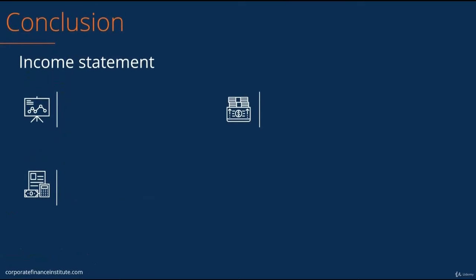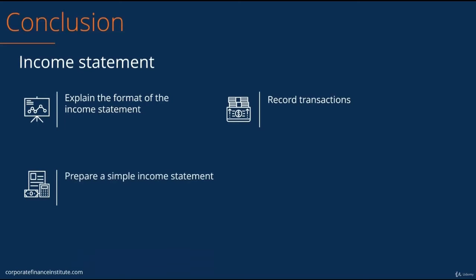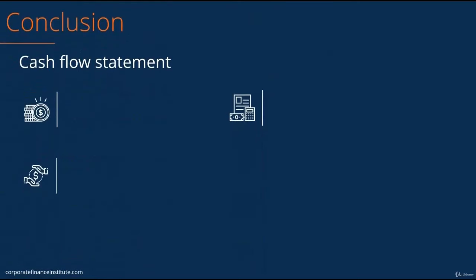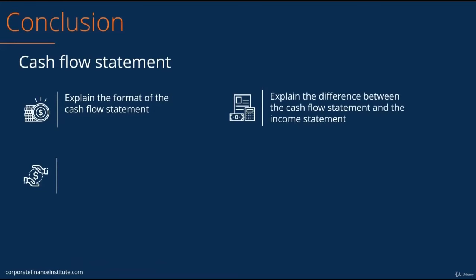Then we moved on to the income statement. We looked at the format, layout, and accounts that make up an income statement. We recorded transactions, and we used those transactions to prepare a simple income statement from scratch. Finally, we moved on to the cash flow statement, where we looked at the layout and structure of the statement. We learned how it's different from an income statement. And then finally, we learned how to take the balance sheet and income statements from the previous sections and use only those two sources of information to build a cash flow statement from scratch.